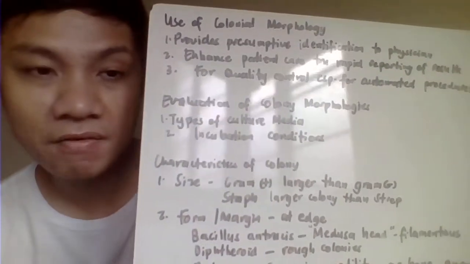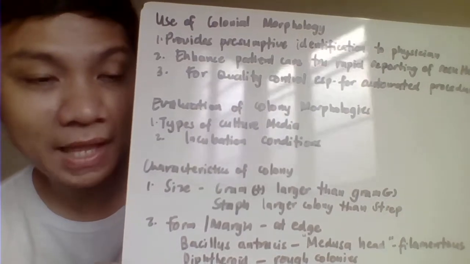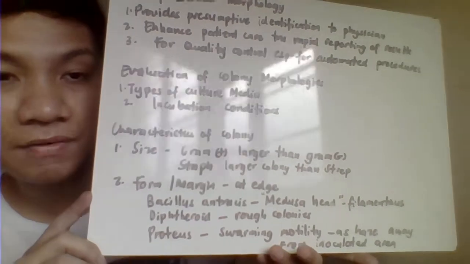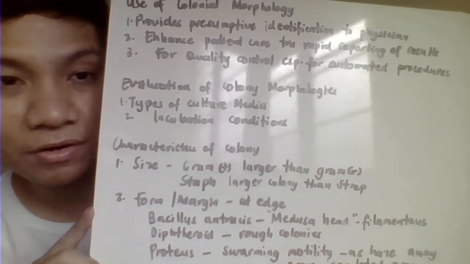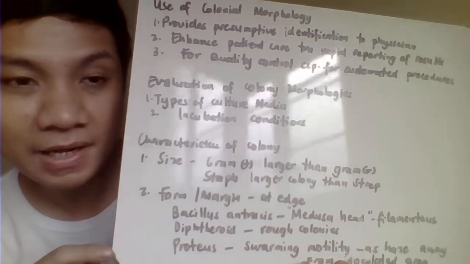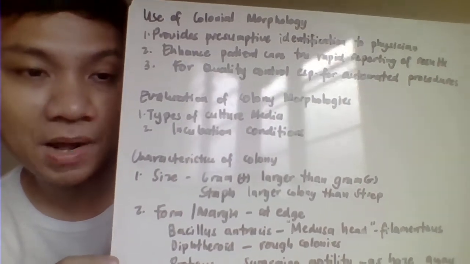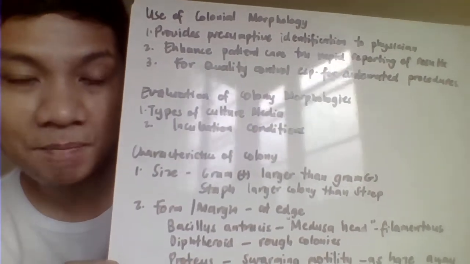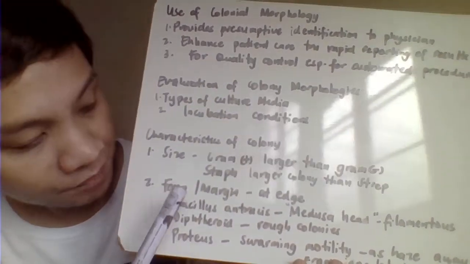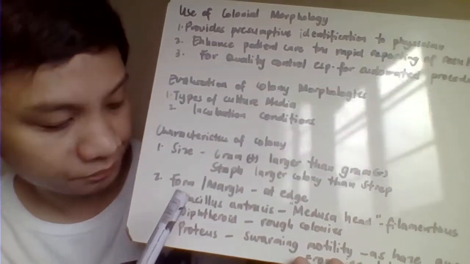Okay, we have here the different colony morphologies that we also need to take note of. The first one is the size. For the size, we could classify our colony as small, medium, or large. In the case of gram-positive bacteria, they produce a much bigger colony size compared to gram-negative bacteria. Your staph would have a bigger colony compared with your strep.